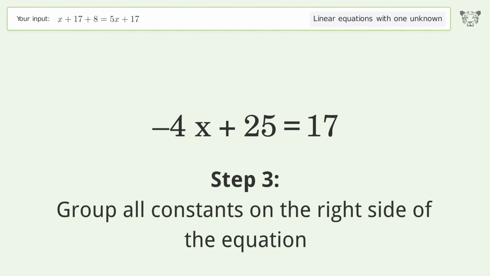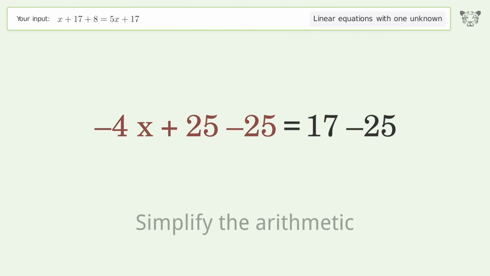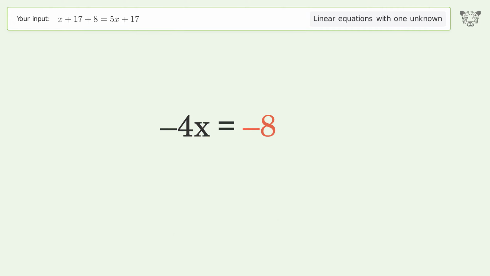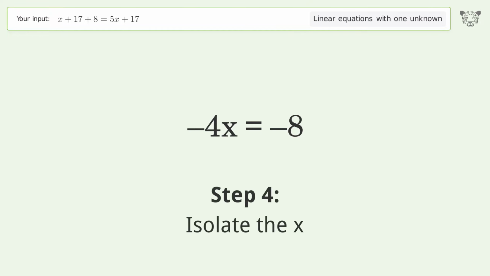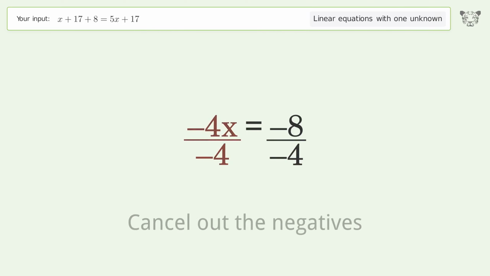Group all constants on the right side of the equation. Subtract 25 from both sides. Simplify the arithmetic. Isolate the x. Divide both sides by -4. Cancel out the negatives.